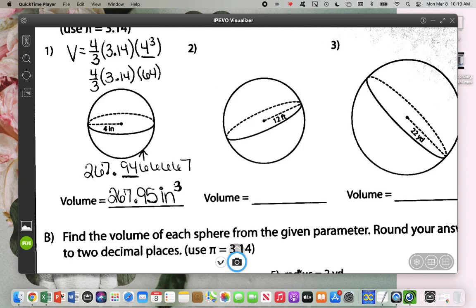All right, does anybody else have calculator questions, not getting that number? Okay. So the first thing you want to type left to right, 4 thirds, you're going to do 4 divided by 3, and that gives you a number. Now take that times 3.14, and then times 64. There you go. So 4 divided by 3, then times 3.14, then times 64.